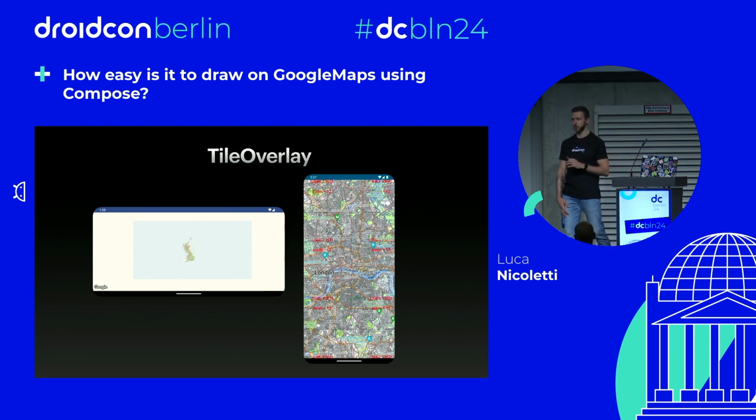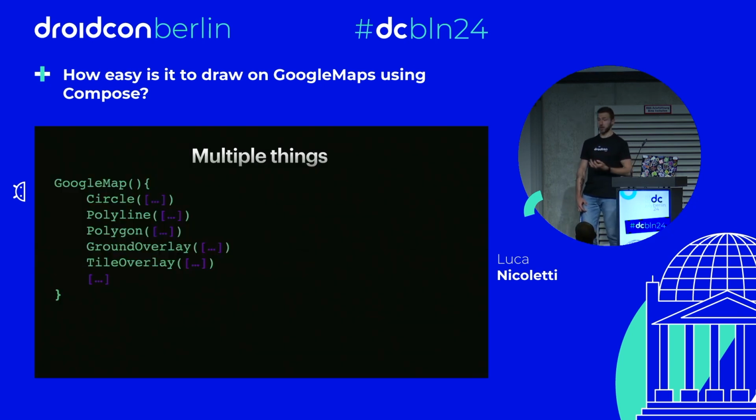So you don't have to do literally anything, just provide and build the URL. And as you can see from the second image, you can use multiple things together inside the Google Map composable content body. In this example, I just used the tile overlay, the URL tile overlay that I showed you before, and the coordinate tile overlay. But you can use all of them together. You can use circle, polyline, polygons, ground overlay, tile overlay, marker, clustering, everything together.